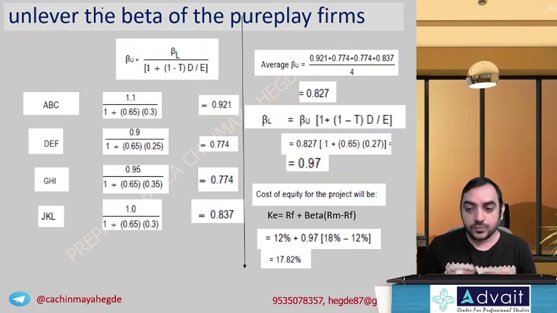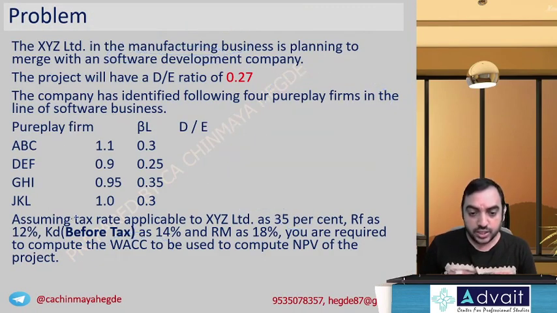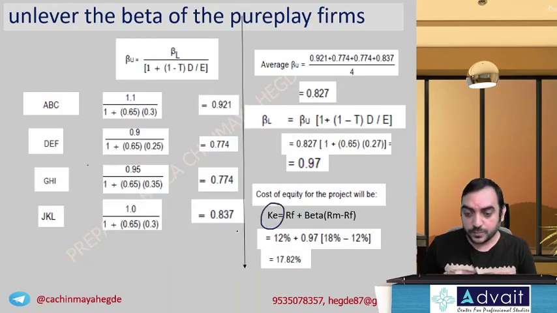Okay, so cost of equity we have done. Now we have to do cost of debt. Cost of debt, they said before tax 14%. Cost of debt, let's calculate. Rate of interest, that is 14% into 1 minus tax rate, 1 minus 0.35, so 0.65. So 14 into 0.65. 9.1.